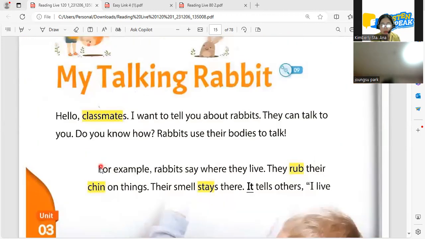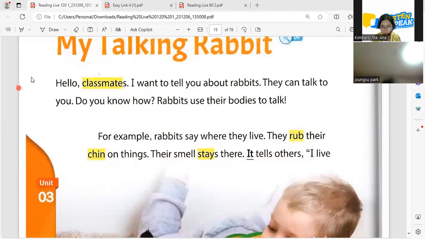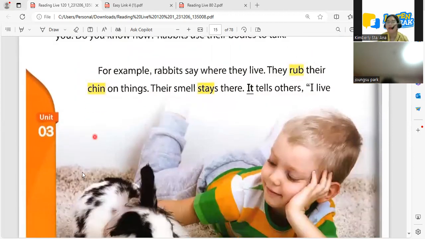Okay, so Jimin, I want you to look and listen carefully, okay? I want you to look here and listen. We will talk about this part. Okay, so rabbits tell where they live. What do they do to tell us where they live? They rub their chin on things. Oh yes, and when they rub their chin on things, what happens there?